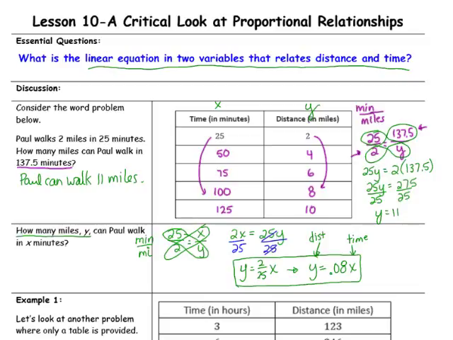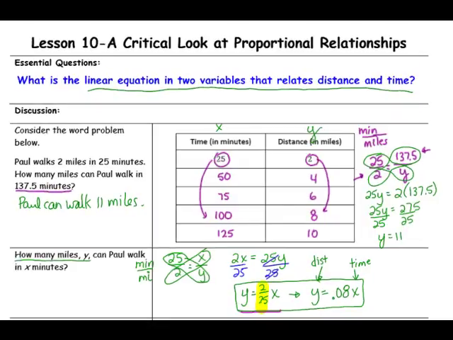Why is this equation important? We can answer all sorts of questions now about Paul with respect to any given distance of miles or minutes. Let's go back to the table and look for y equals 0.08x, or its equivalent 2/25 x. What do you notice? Here is the 2 and here is the 25 in 2/25 x. The fraction 2/25 came from the first row of the table.